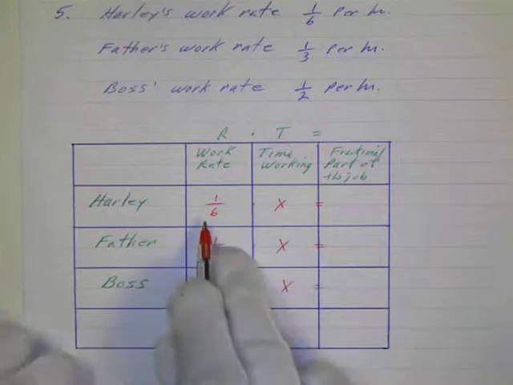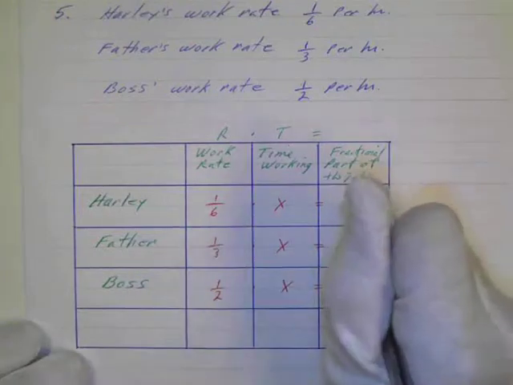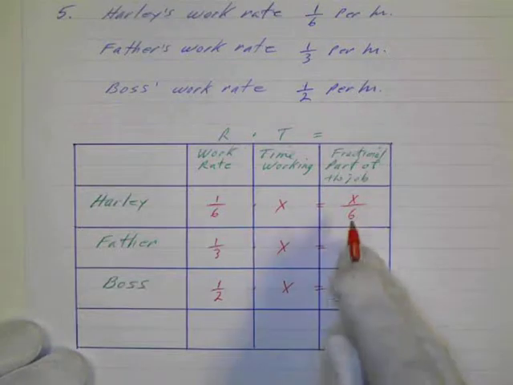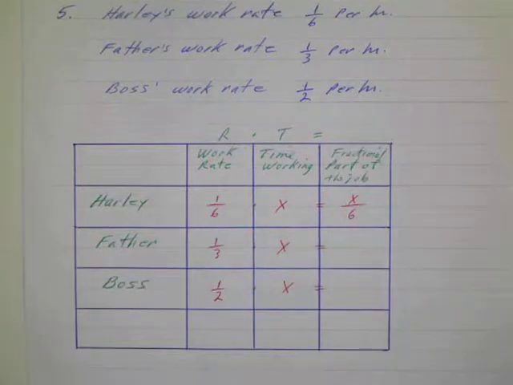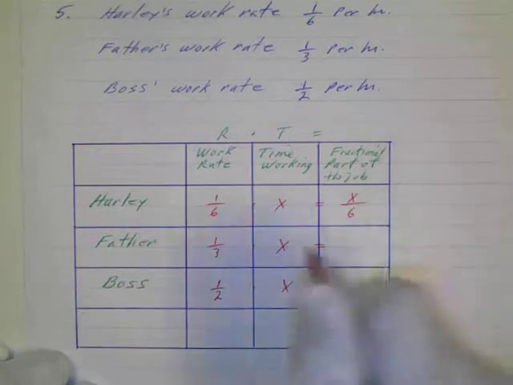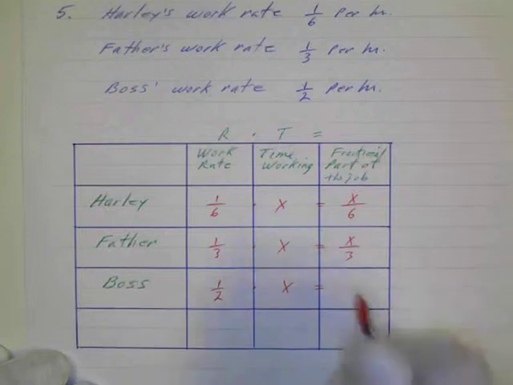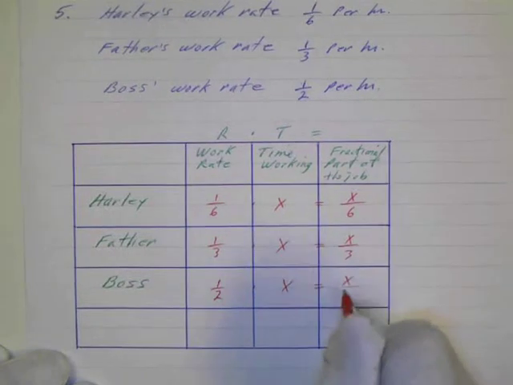And in X hours, Harley's going to do X/6 of the job. If he works 6 hours, he'd do 6/6 of the job, or the whole job. So this is the fractional part of the job done. In the X hours, that would be X/3 for the father, and the boss will do X/2.